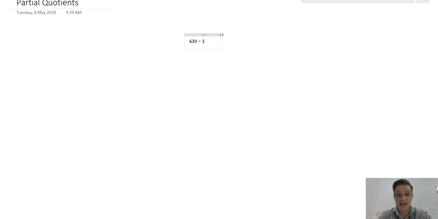So today we're looking at something called partial quotients. Now we might have started this with Miss Moss, so we should have a fairly good understanding, but I'm just going to go back to the basics to make sure we know it really well.